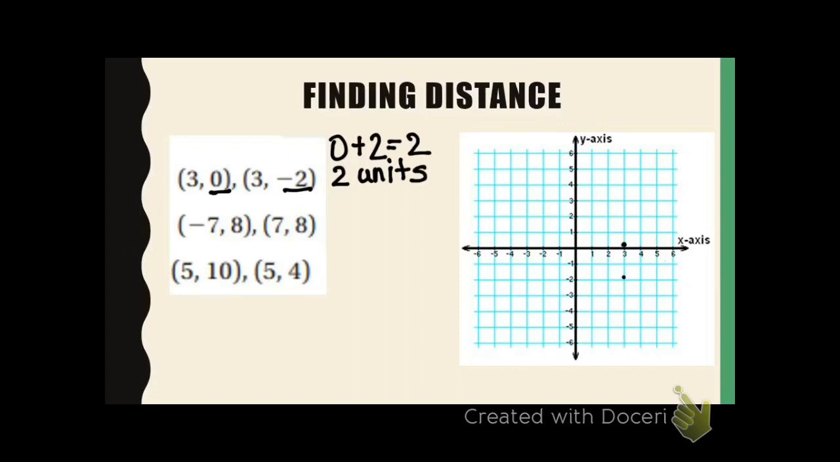Okay, let's look at the next one. We have -7, 8, and 7, 8. Okay, well, my 8's are both positive, so I'm going to get rid of those and not consider those. I'm going to consider the -7 and the 7. Again, you're going to find the absolute value. The absolute value of -7 is 7. The absolute value of 7 is 7. And because you have a negative and a positive, you're going to add them, and you're going to get 14 units.